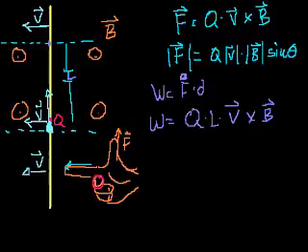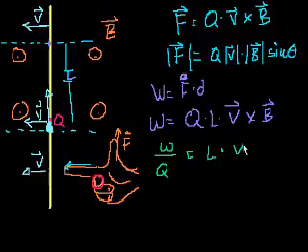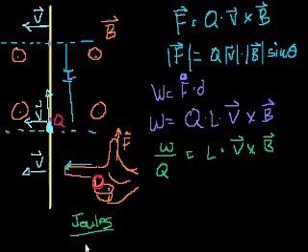So work per charge, we could divide both sides by charge. So work per charge is equal to the distance times the velocity that you're pulling the wire to the left with, cross the magnetic field. This is where it gets interesting. So what is work per charge? The units of work are energy, right? Joules. And charge is in coulombs. So what are the units? Joules per coulomb.